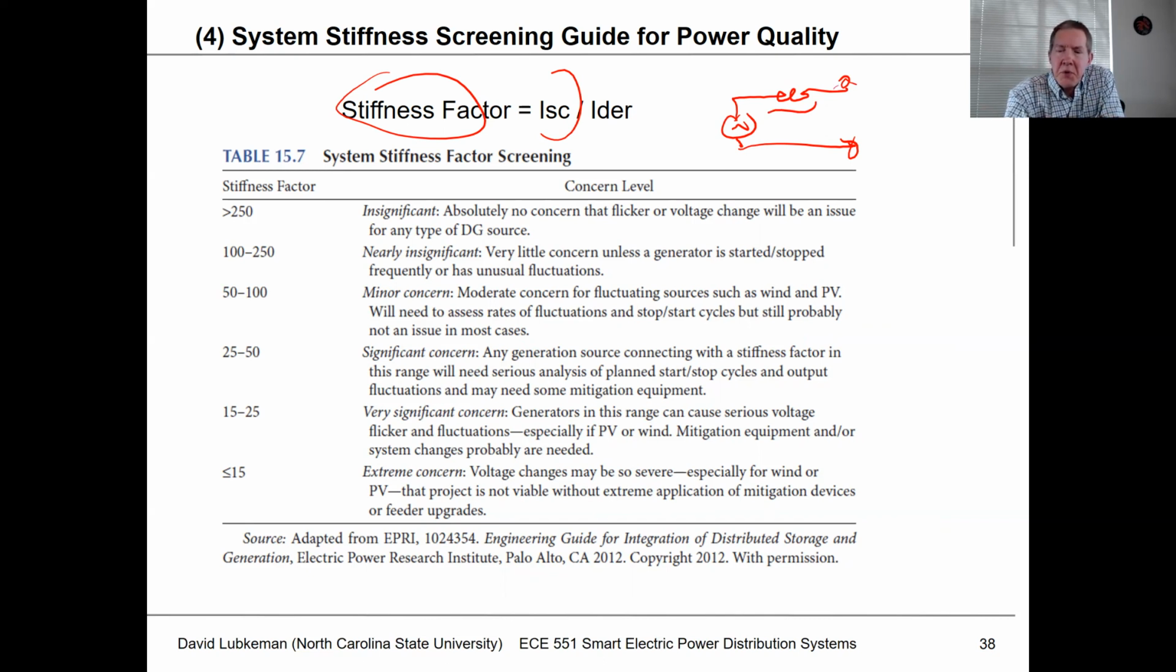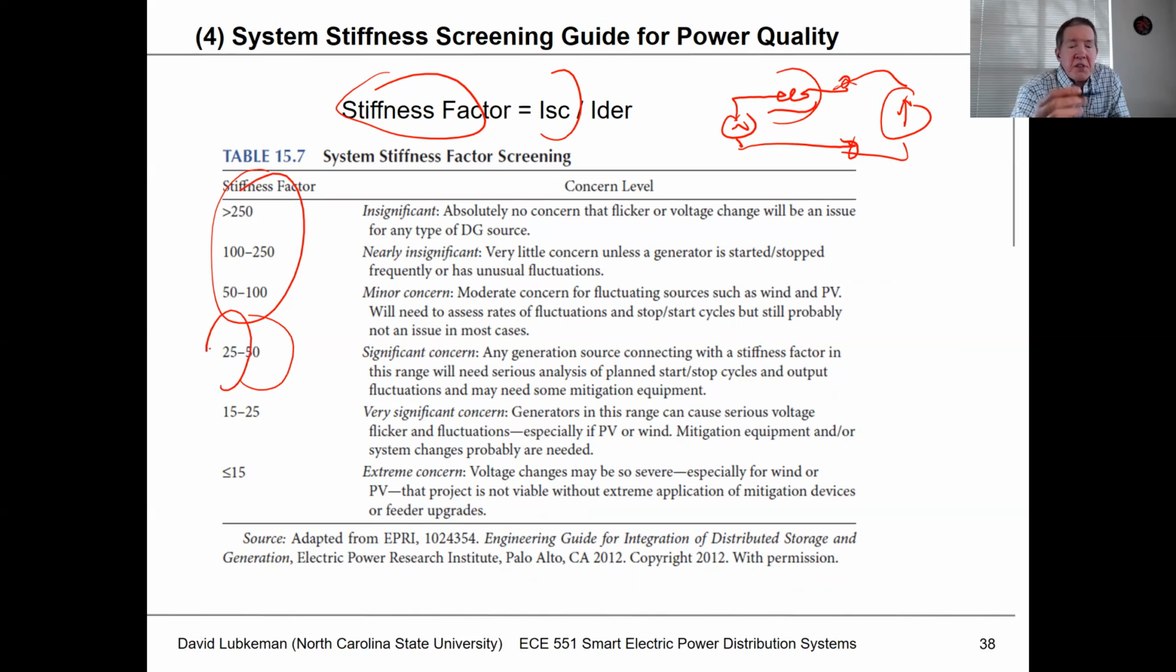And so what you would do is look at the current injected by the DER source and compare it to the short circuit current, the stiffness of the grid. If this ratio is high, we typically don't see any issues. But if the stiffness ratio starts to drop below, say, 25, then we get a lot of voltage variability due to variations in DER output. This is a rule of thumb you could look at, and you may not allow any interconnections where the stiffness factor gets below 25.